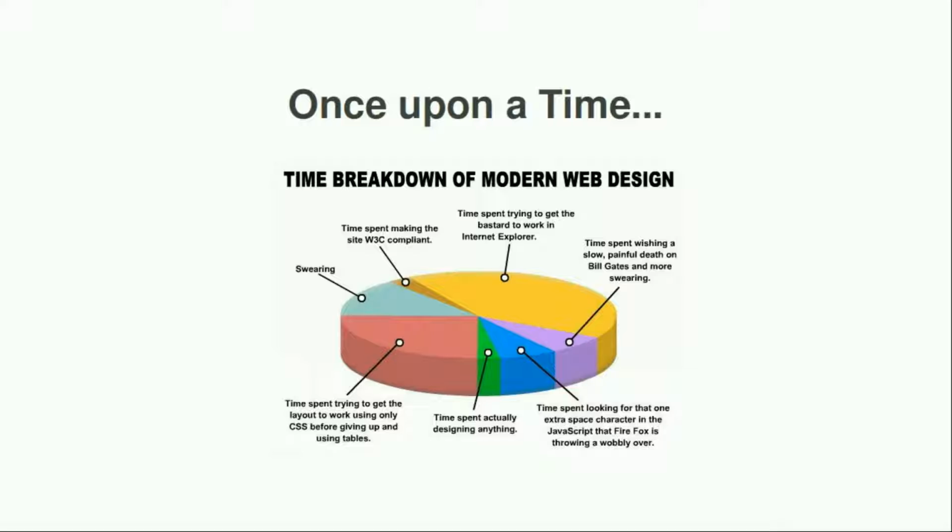Some of you might remember this pie chart called Time Breakdown of Modern Web Design, in which the biggest slice, the yellow-orange one, is dedicated to trying to fix your website working in Internet Explorer.